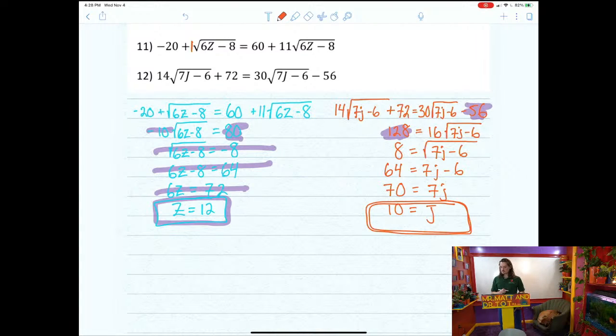Dividing by 16 on both sides, 128 divided by 16 is 8. And then squaring both sides, we're going to get 64 is equal to 7j minus 6. And then we're simply solving for j by adding 6 to both sides. Adding 6 to both sides gives me 70 is equal to 7j. And so then I just divide by 7 on both sides and find j to be equal to 10.